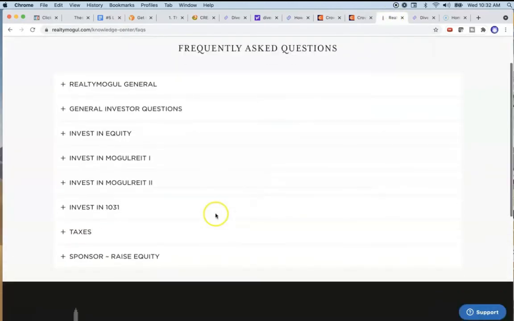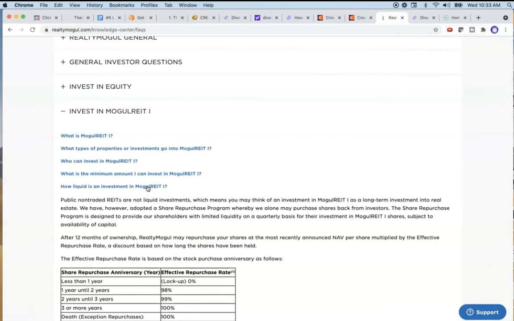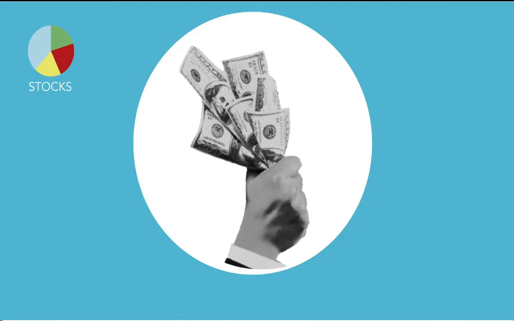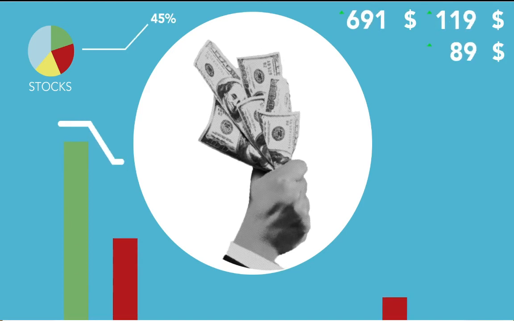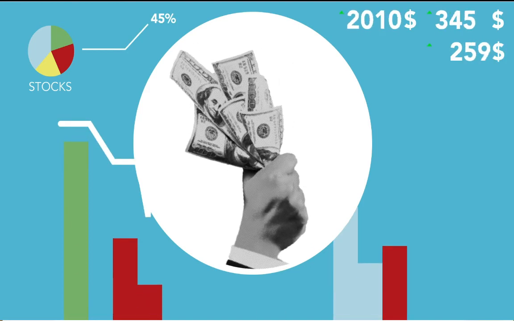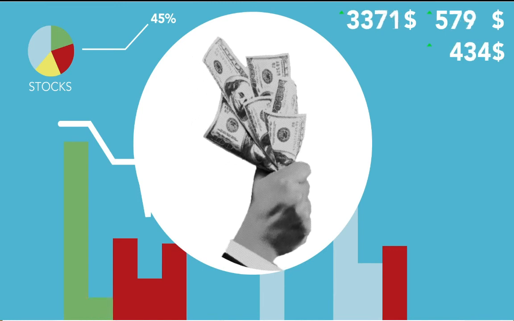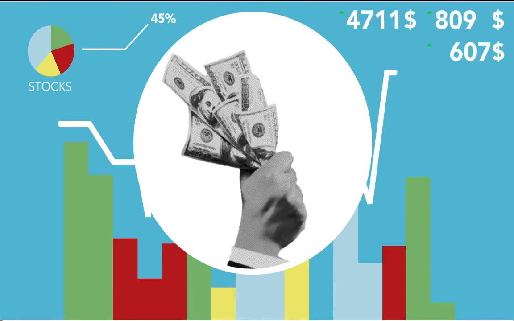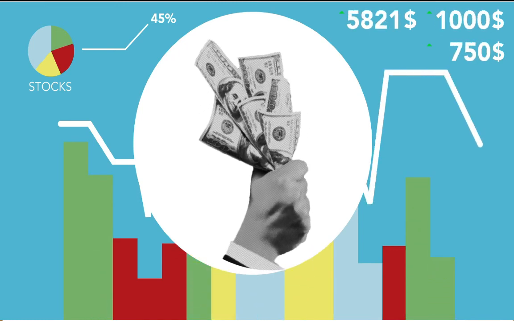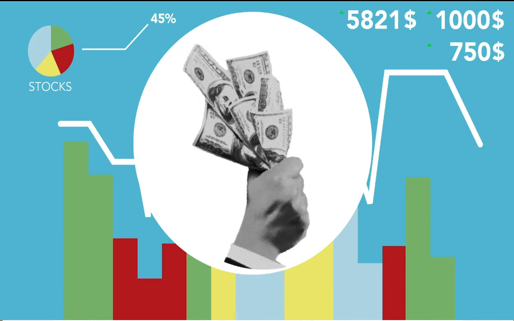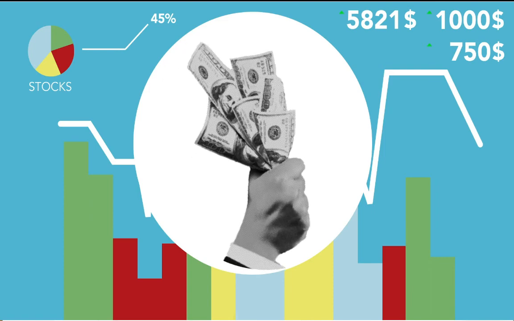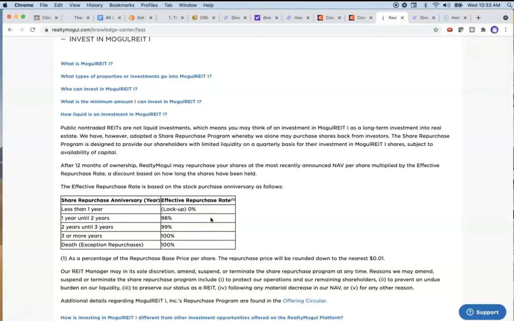RealtyMogul, if you want to know how liquid an investment is on RealtyMogul, if it's less than a year, it's locked up. One year to 2 years, you can get 98% of your money back. After 2 to 3 years, 99%, and 3 or more years, 100%, unless you die and then your heirs can have the 100%. So the difference between RealtyMogul, you can get it out after a year. You'll pay a little penalty. In DiversyFund, you need to be committed to invest for 5 years.